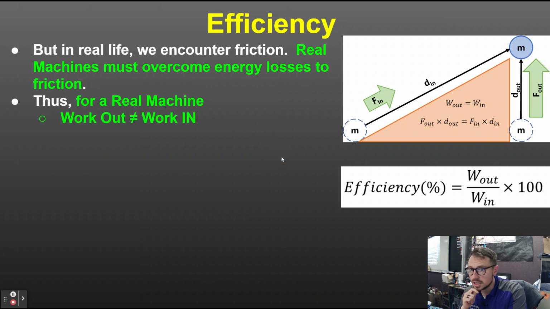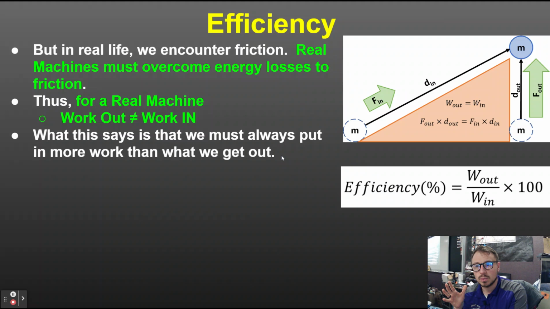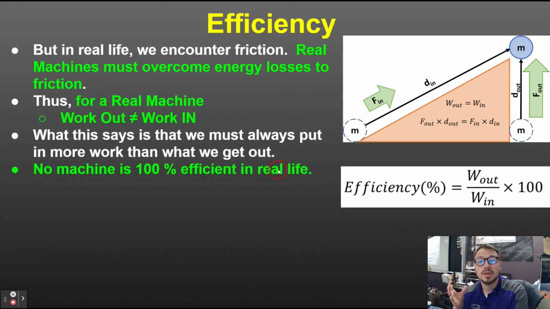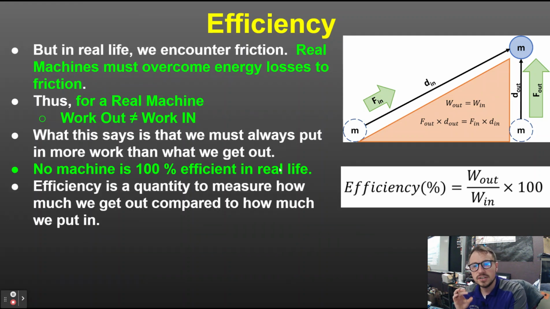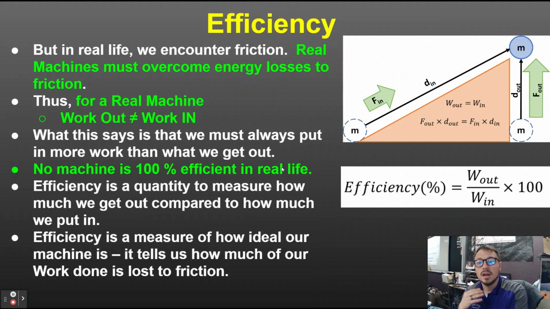Real machines must overcome energy losses due to friction. So for a real machine, work out does not equal work in. What this says is that we must always put in more work than we get out. So no machine is 100% efficient in real life. Efficiency is a quantity to measure how much we get out compared to how much we put in. Efficiency is a measure of how ideal our machine is. It tells us how much of our work done is lost to friction, right? So how much of our energy is actually being used to lift that object?